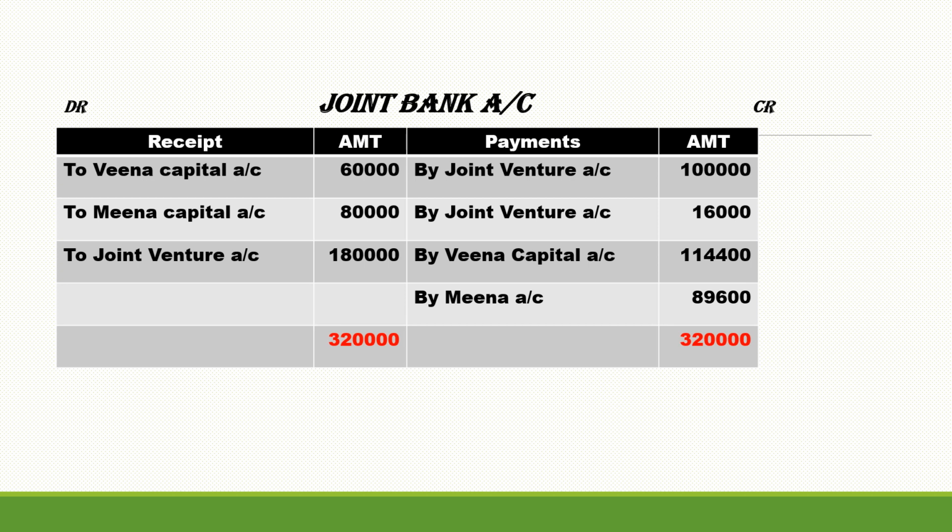Next, joint bank account, receipts are recorded in the debit side, payments are recorded in the credit side. To Veena capital, to Meena capital indicates capital brought in by 2 partners. So 2 partners or 2 co-venturers bring capital into business, so cash comes in. To joint venture account, this indicates sales.